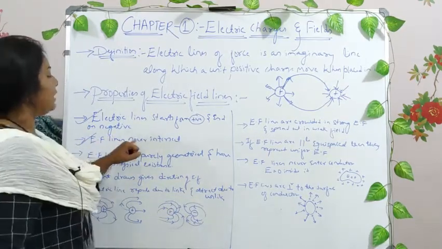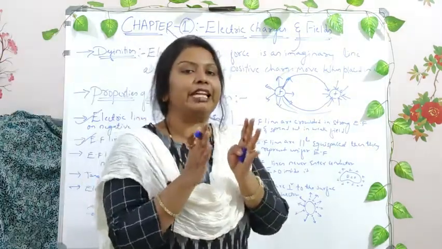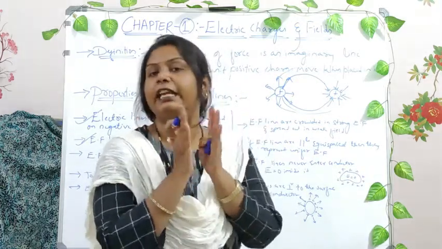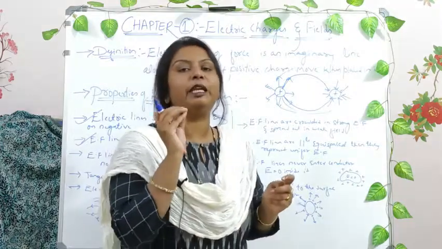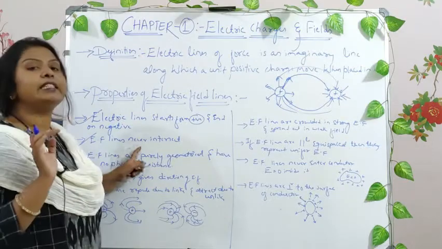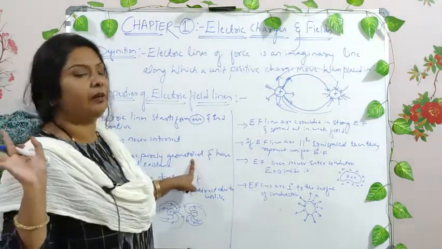Electric field lines never intersect. The electric field lines will never mix together, right? They always move parallelly and never intersect at any particular point, right? This is the main important property of electric field lines, that they never intersect at any point, right?